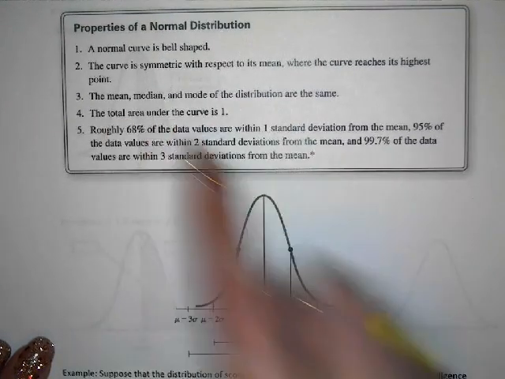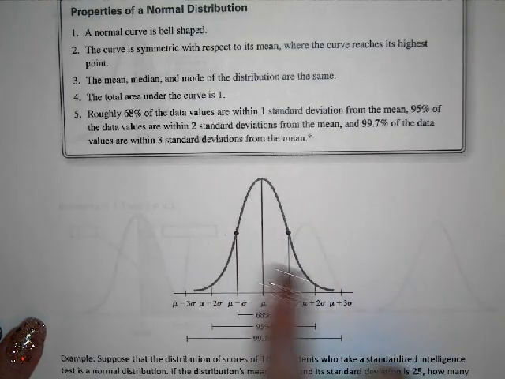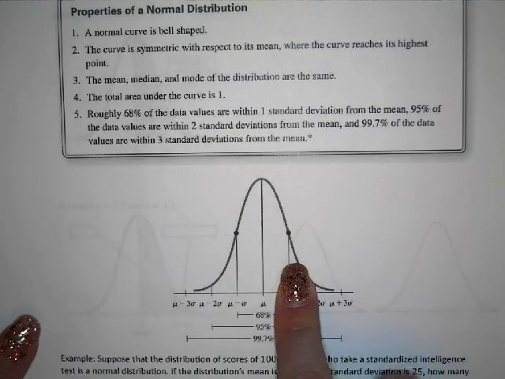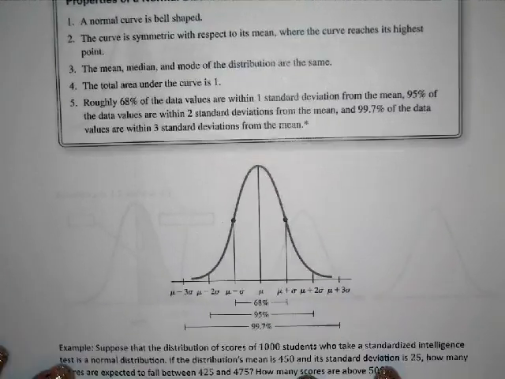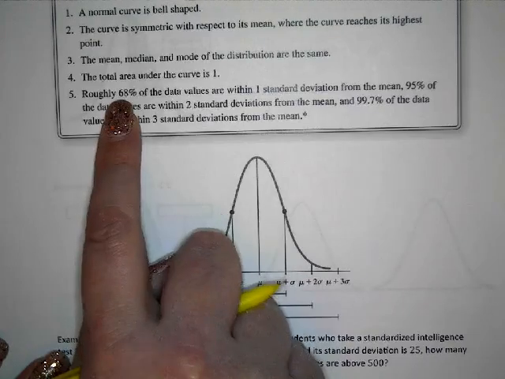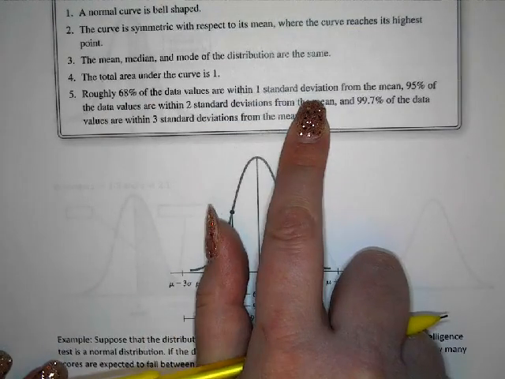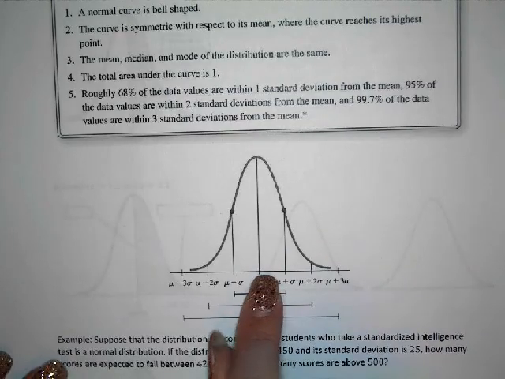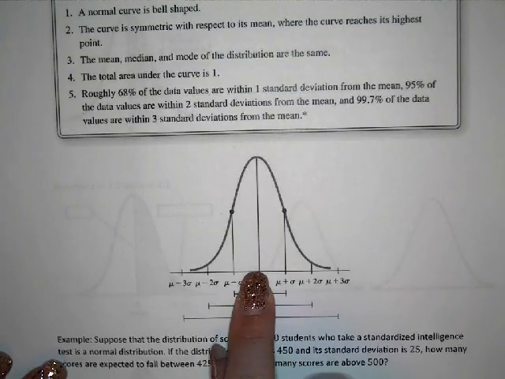The total area under the curve is 1. So this whole area in here is calculated as 1, and we'll get into that a little bit more throughout the notes. It says roughly 68% of the data values are within 1 standard deviation of the mean. So if you have the mean plus a standard deviation and minus a standard deviation, that's going to include 68% of the data.